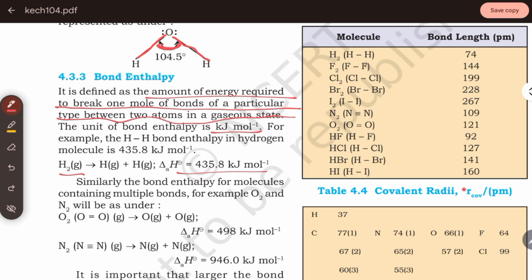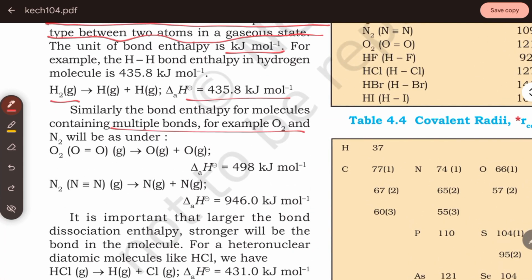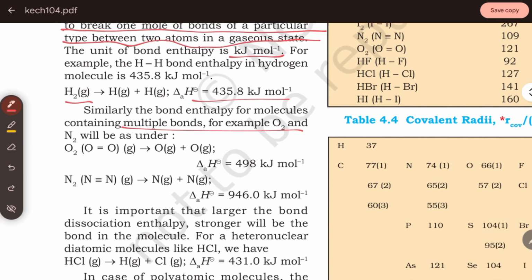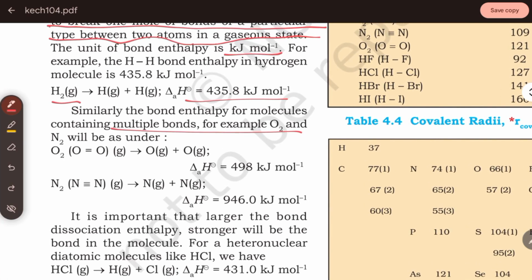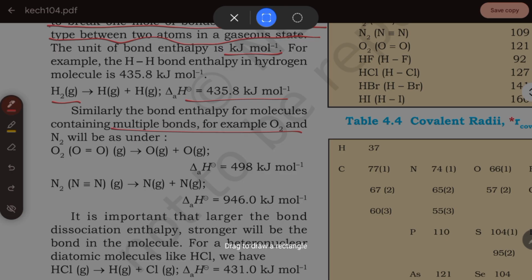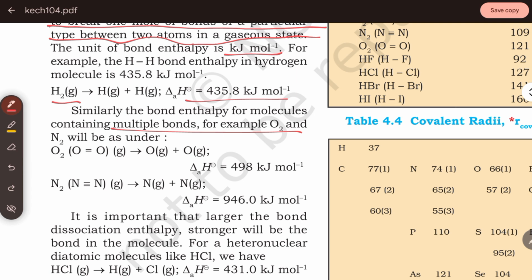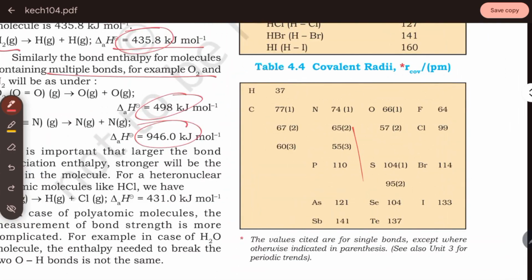Okay, so the bond enthalpy of molecules containing multiple bonds should be higher, because when I talk about multiple bonds, the bond order is greater. What is bond order? Bond order means how many bonds are existing. If between H and H in H2 there is one single covalent bond, between O atoms there is a double covalent bond, and between N atoms in N2 there is a triple covalent bond, then the energy required is increasing. See, 436, 498 and 946, gradually it is increasing because the bond order is increasing.